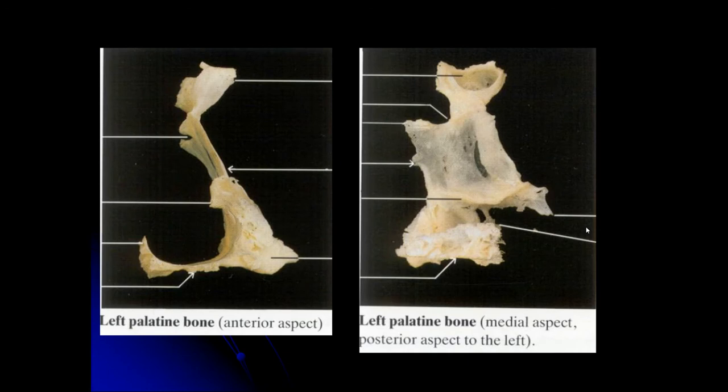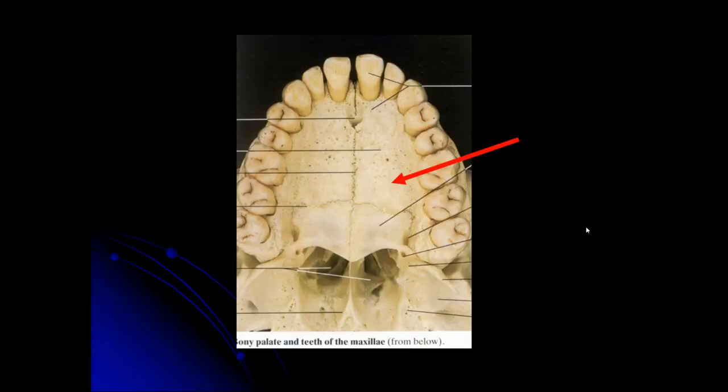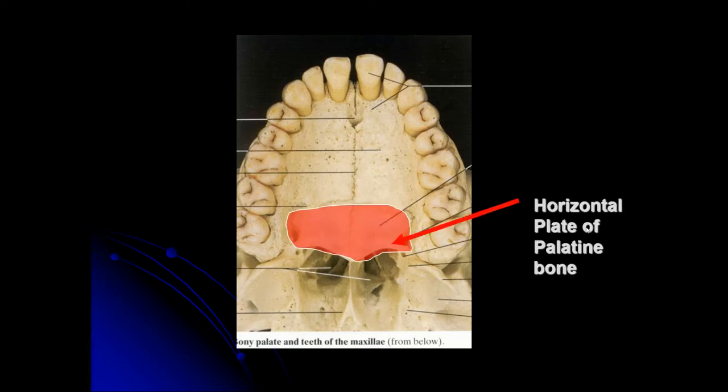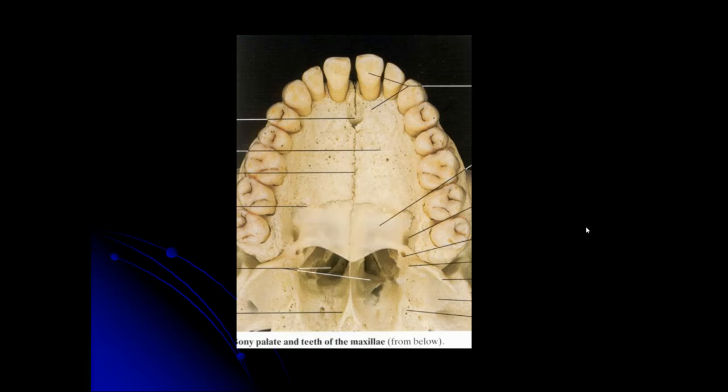But here's what those bones look like for real. And it's easy to see these palatine processes, these horizontal plate. So there is the maxilla bone. That is the palatine process. But this is the palatine bone, and it's the horizontal process or horizontal plate of the palatine bone.